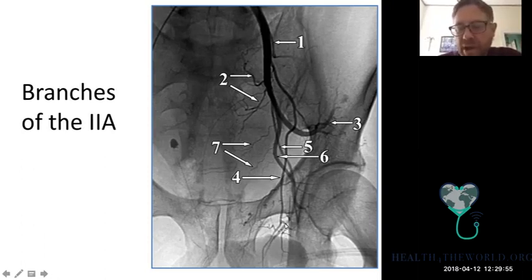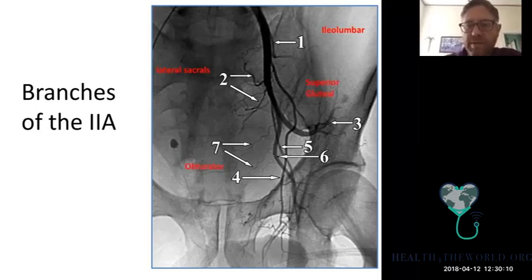There also is a longer one, which is the internal pudendal artery that is coming down here as well. And that is going to supply the perineum and the penis and the vagina. All right, I'm just going to quickly go through these.